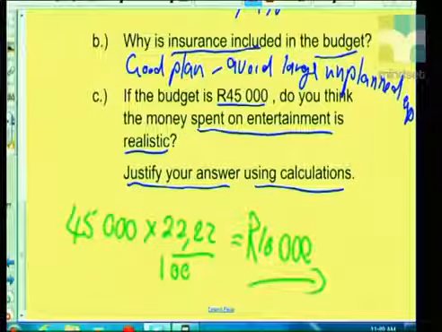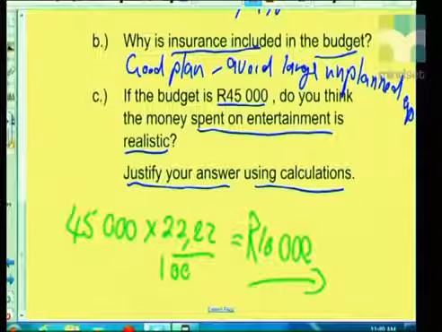Okay. So out of the 45,000, 10,000 is going to entertainment. Now, what isn't clear is exactly what that's going to include. What you could say, 10,000 Rand, that's a lot of money. First of all, it's not clear how long this holiday is for. Let's say it's 10 days. Well, that's only 1,000 Rand a day on entertainment. Well, you can say, oh, that's even a lot.